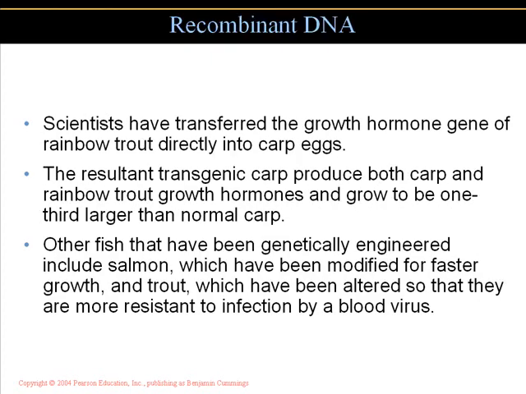Scientists have also transferred growth hormone genes into rainbow trout, like I was alluding to earlier, directly into the carp eggs. Now you have these super carp, super fish. Probably saw it on Science Channel. They go around and eat people. No, I'm just kidding. But the resultant transgenic carp produce both carp and rainbow trout with growth hormone. So now we got bigger fish that reproduce much faster.